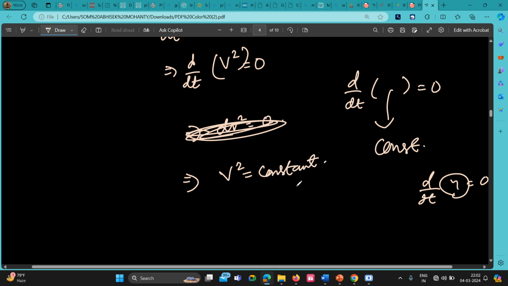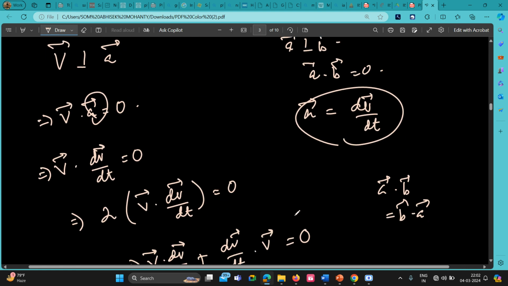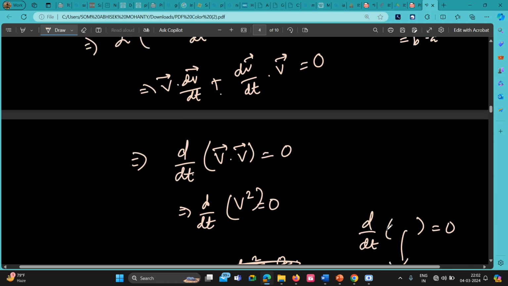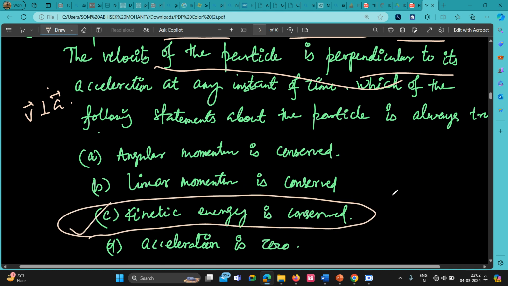If v square is constant, and the mass of the particle is constant, I will multiply mass on both sides, and also multiply half. So half mv square is equal to constant. Half mv square is the kinetic energy. So kinetic energy is conserved. You have to think a bit, because it's not a direct question. Is it all right?